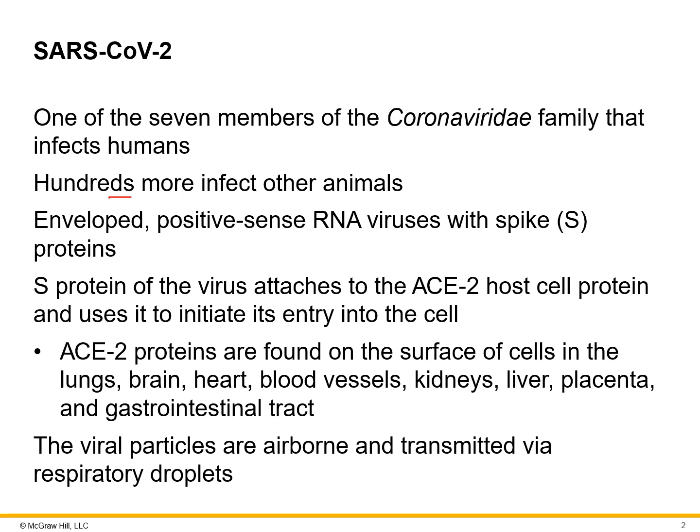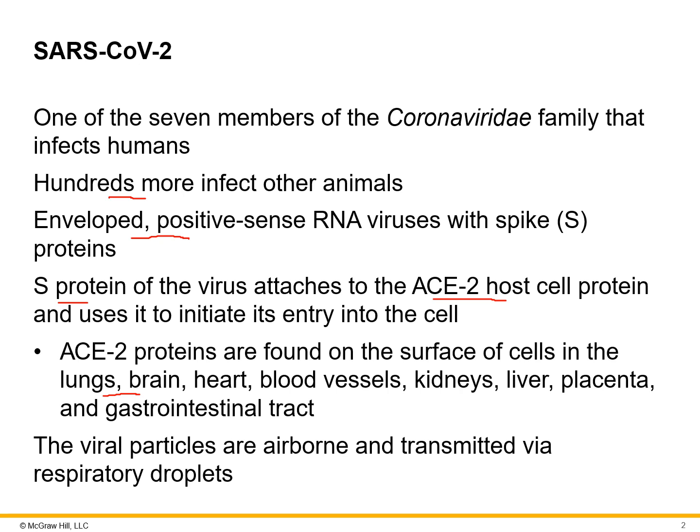There are hundreds, so this is not something new. There are hundreds that infect other animals, but all of these are enveloped positive sense RNA viruses, and they have spike proteins. And that spike protein is what attaches to ACE2 host cells. So that determines which cells they can attach to. And those proteins are found on the surface of cells throughout the body. So lung, brain, heart, etc.